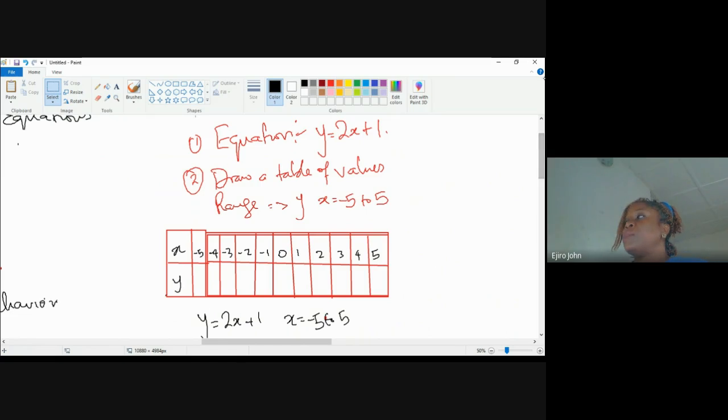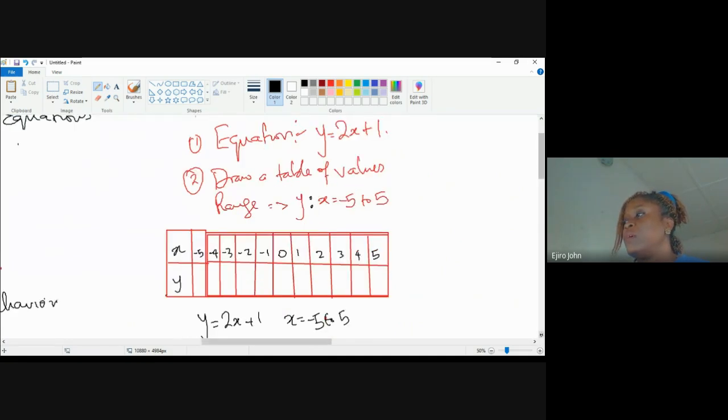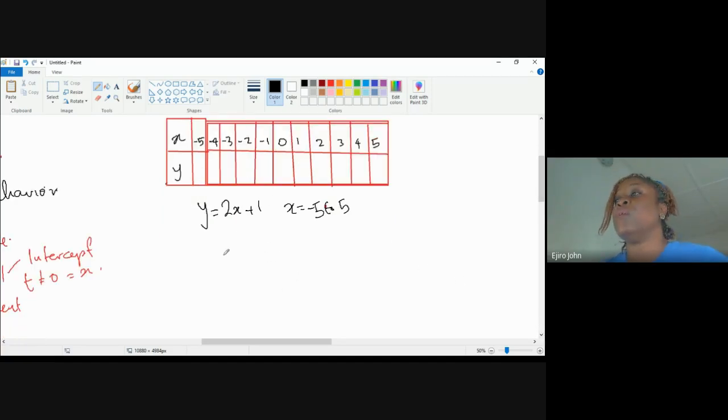So now I told you the steps to plot a graph. We have the equation given. We'll first of all draw the table of values. We'll also be given a range. For this equation, we are finding the value of y, for this range, when x is equal to -5 to 5. So I've drawn the table and slotted in the values of x. Now to find the values of y, you will have to calculate by substituting the values of x at all these points.